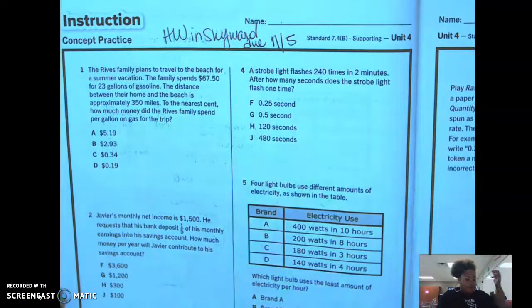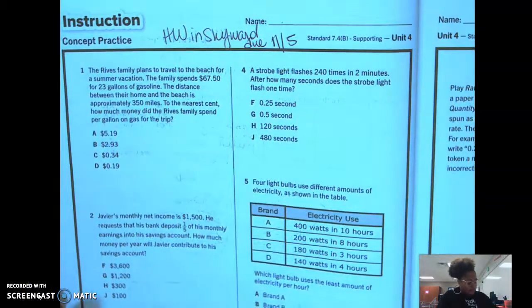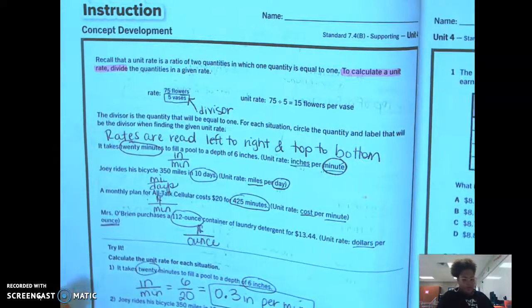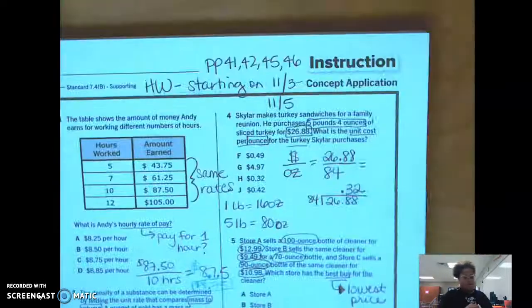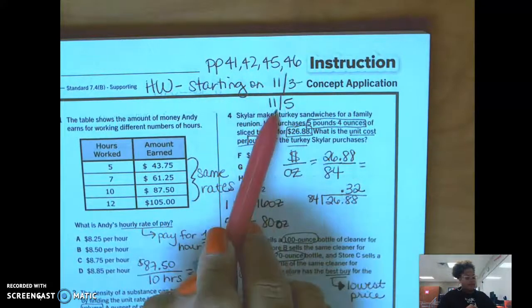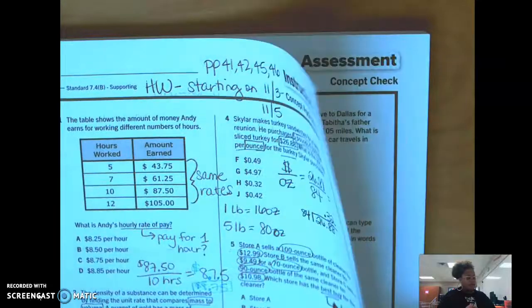Okay, most of your classes have gotten through page 41. This is page 40, and this is 41. I'm going over the homework on pages 41, 42, 45, 46. That's due on November 5th.